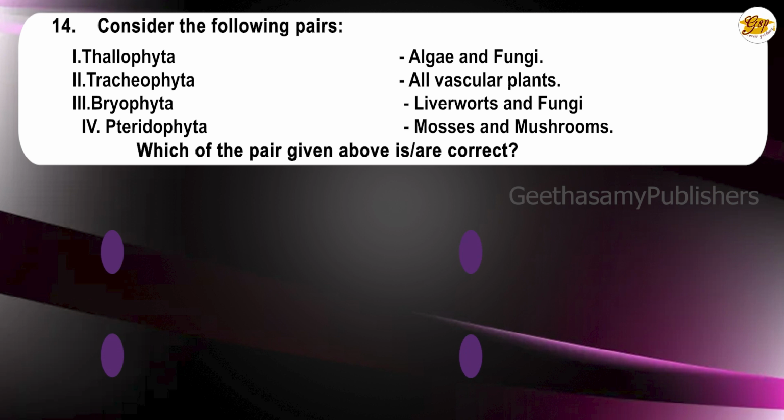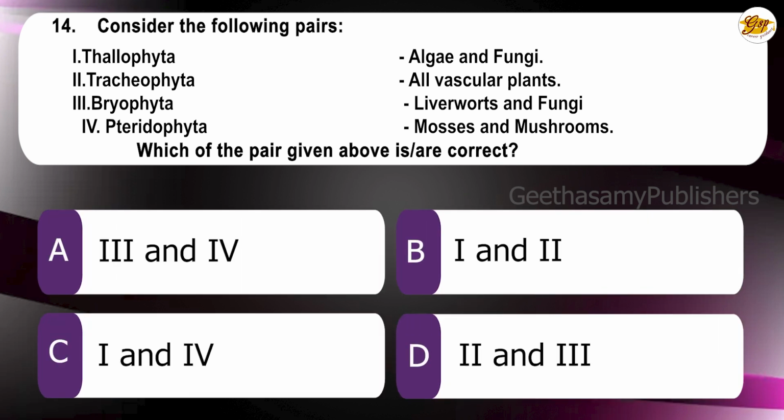14th question. Consider the following pairs. Thallophyta, algae and fungi. Tracheophyta, all vascular plants. Bryophyta, liverworts and fungi. Pteridophyta, mosses and mushrooms. Which of the pairs given above is/are correct? The choices: A. 3 and 4, B. 1 and 2, C. 1 and 4, D. 2 and 3. The correct answer is B. 1 and 2.